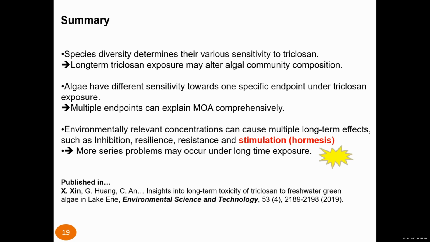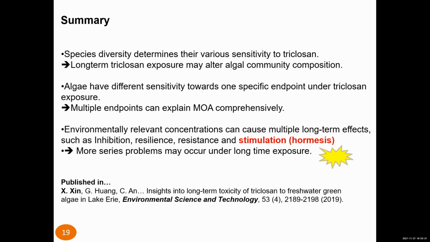Those endpoints are different, but sometimes they are related with each other because we get the information from one single, individual cell. We can see the correlation from the spectra and the other results. And the last one is the most important one: the environmentally relevant concentrations show different or multiple long-term effects, such as inhibition, resilience, resistance, and stimulation.